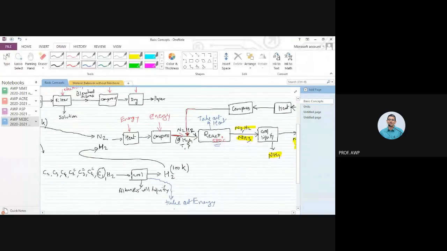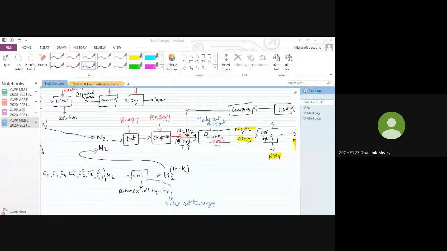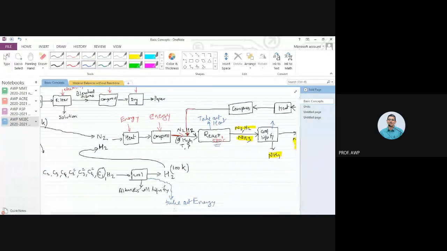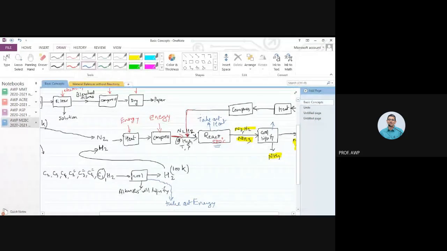Okay. Now cooling. Again, I will have to take out heat. Yes, sir, that heat we can use for heating the N2 and H2 instead of energy. Dharmik, your voice is very feeble, I am barely able to hear you. You are saying we can use the heat we have removed to heat the N2 and H2 mixture. Right, right. So what Dharmik is saying is that whatever heat we take out here, we can use that heat for heating this nitrogen and hydrogen.